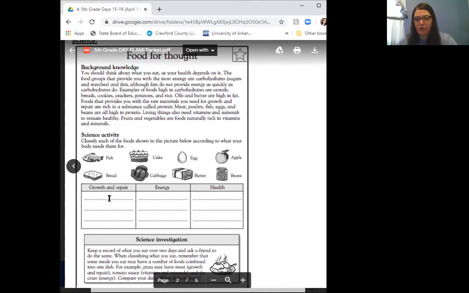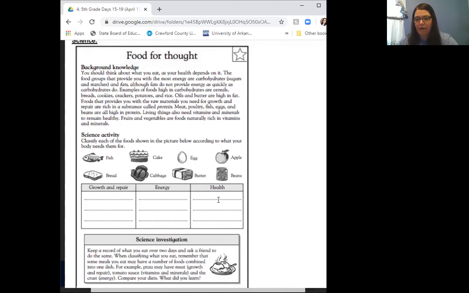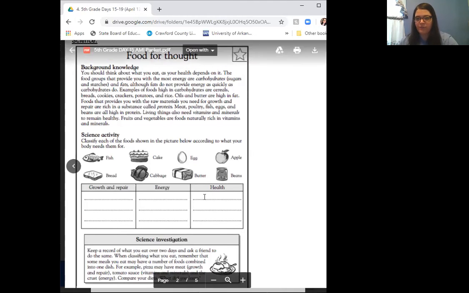Do they go under growth and repair? So are they a protein? Do they go under energy? Are they a carbohydrate or a fat? Or do they go under health? Are they a vitamin or a mineral? And so you just sort those into the correct column.